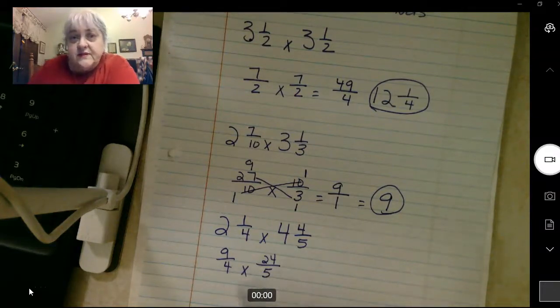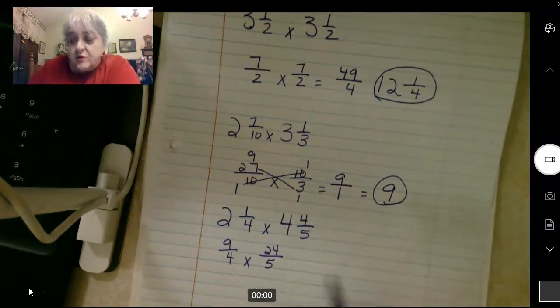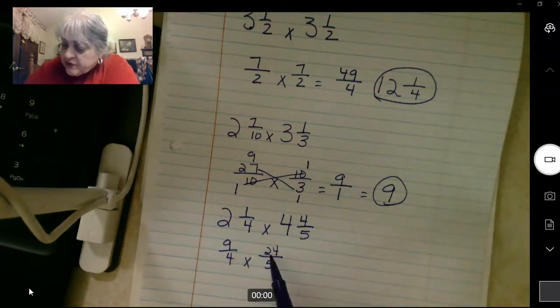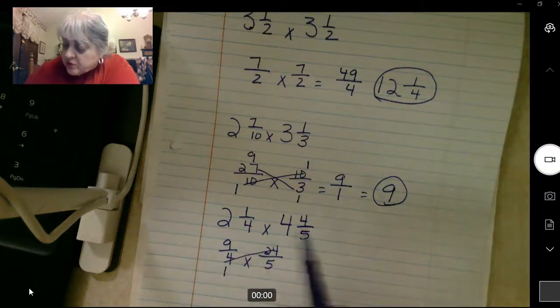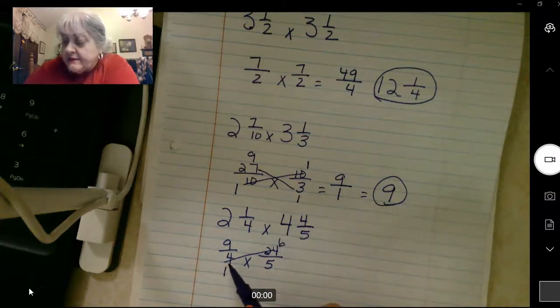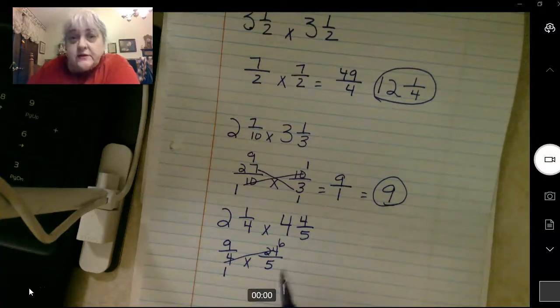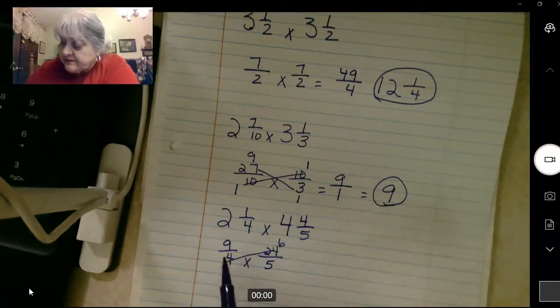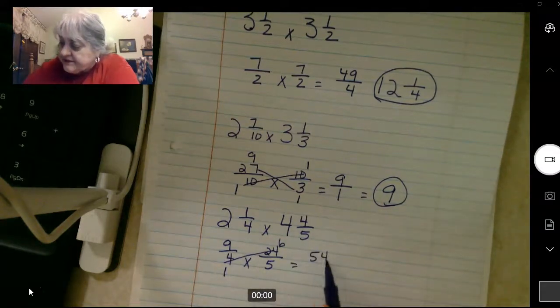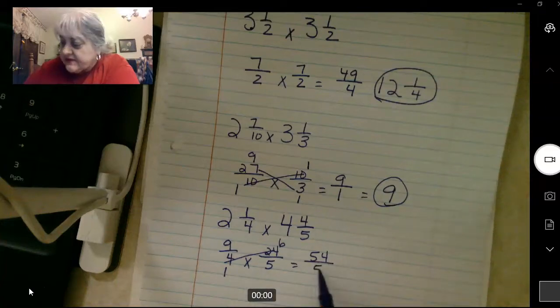Now I'm going to look to see if I can do any cross-reducing to make this problem easier. 4 and 24. 4 will go into 24. So 4 divided by 4 is 1. 24 divided by 4 is 6, which is the same thing as saying how many times will 4 go into 24. Now when I look at 5 and 9, no, there's not any number other than 1 that will go into both of those. So I'm now ready to follow the rule for multiplying fractions. Multiply the numerators. 9 times 6 is 54, and 1 times 5 is 5.